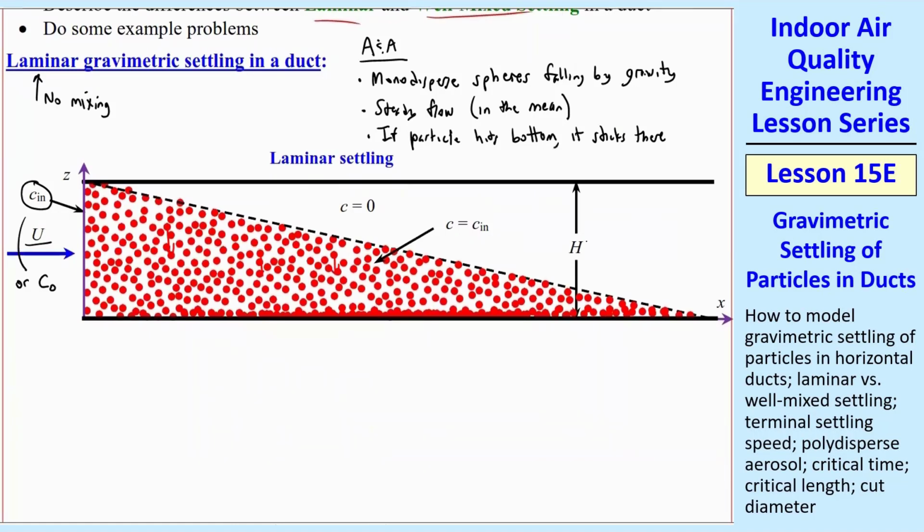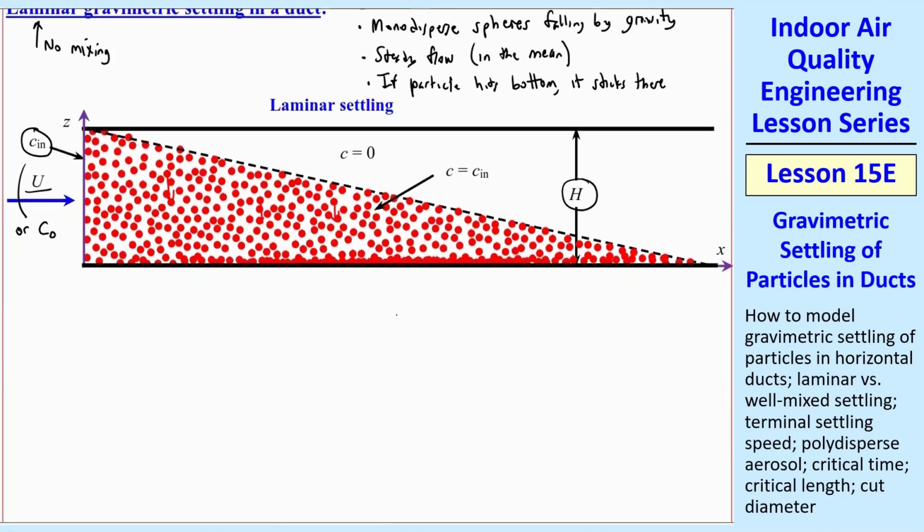This is a duct, like an air conditioning duct or a duct that's carrying pollutants from some process to a stack to go outside or to some air cleaner before it goes outside. The duct has height h. We're looking at the two-dimensional case, but you can apply this with a little bit of modification for round ducts as well. This is very similar to particles settling in containers that we've already talked about.